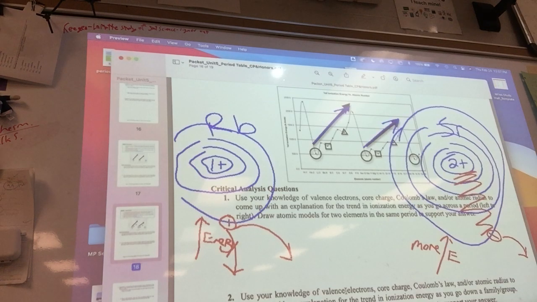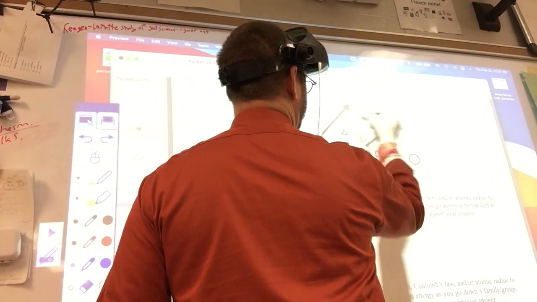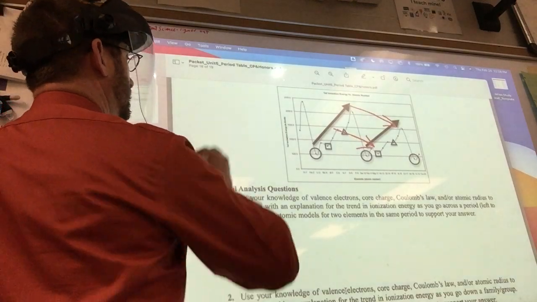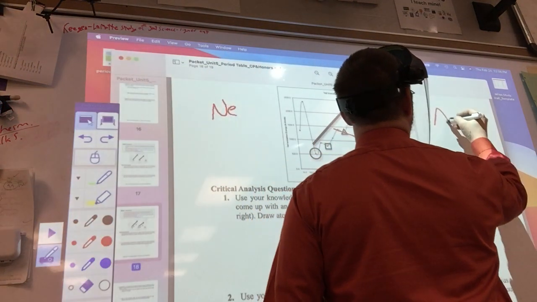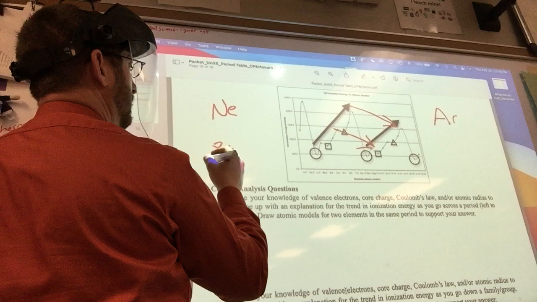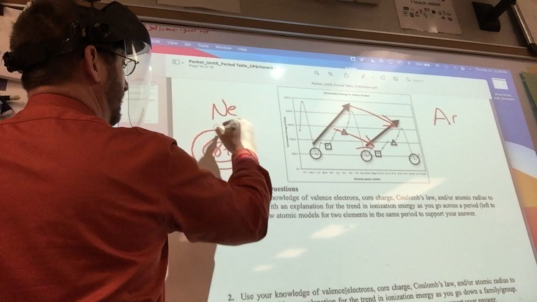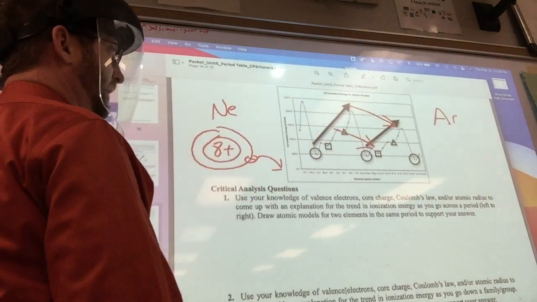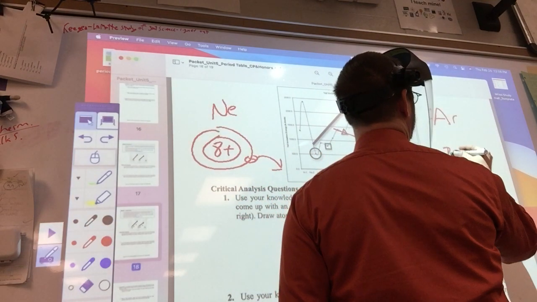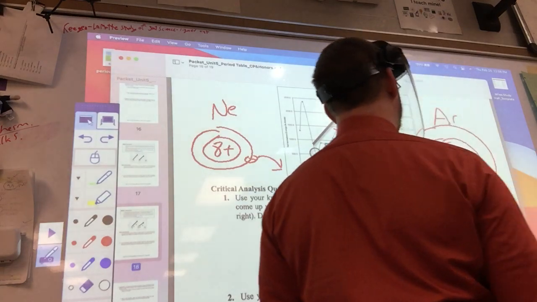Group 7, what happens as you go down the periodic table? It decreases. And what 2 elements did you pick to compare? Neon and argon. How would you draw neon? Let's say 18 or 8? Okay, 8, and then 2. Yep, 2 rings. Here's an electron being removed. And then group 1, how would you draw argon? And here's an electron being removed.